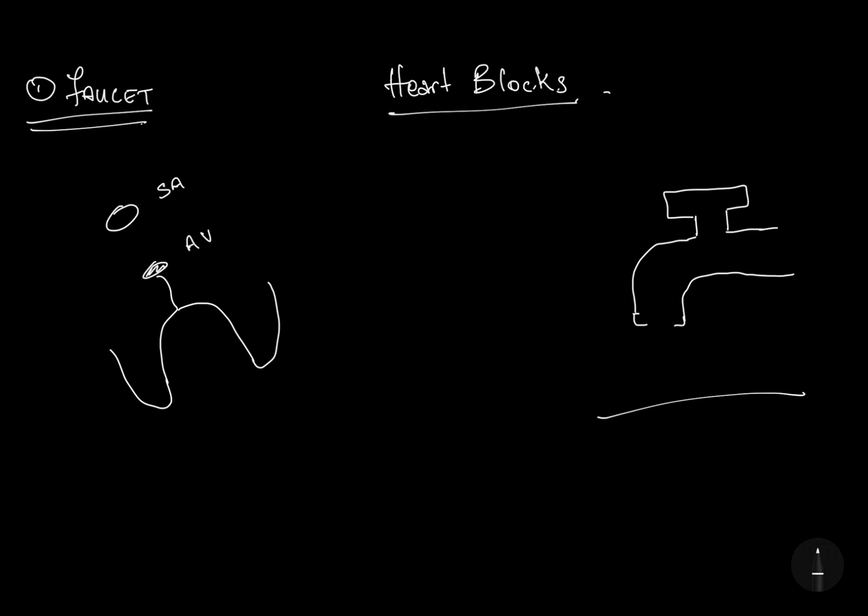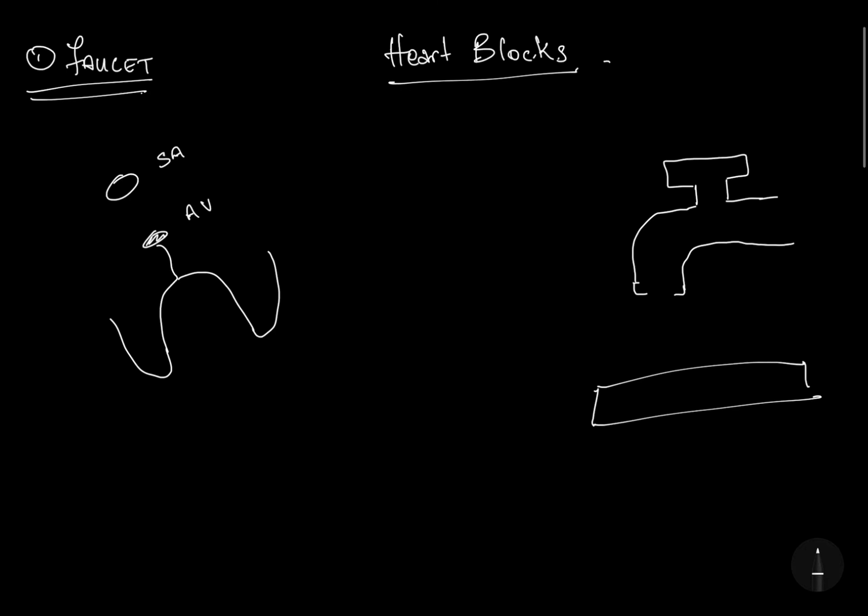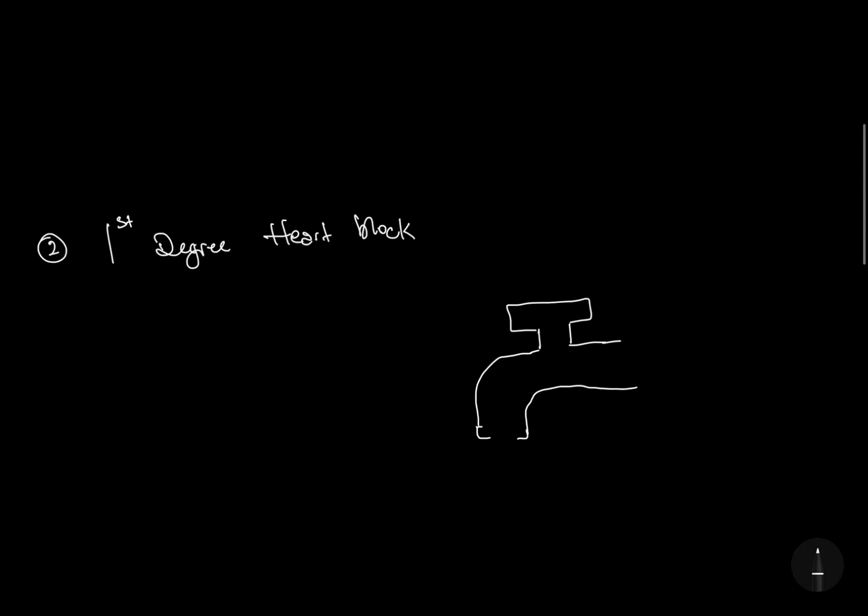All right, so experiment with me here. You could go to a faucet and turn it on. The line that I drew here would represent whatever the water is falling into, whether it's the ground, a basin, a sink, or whatever. All right, so let's get straight into this. First degree heart blocks.